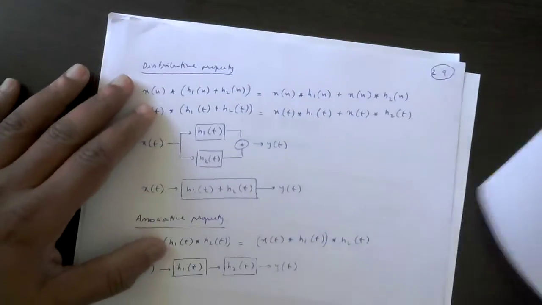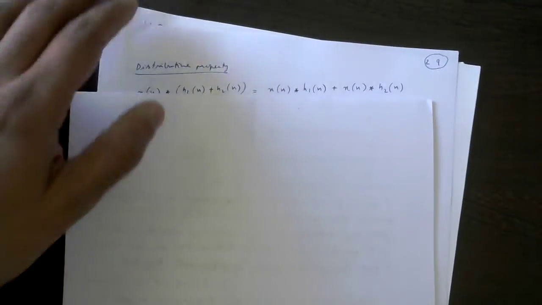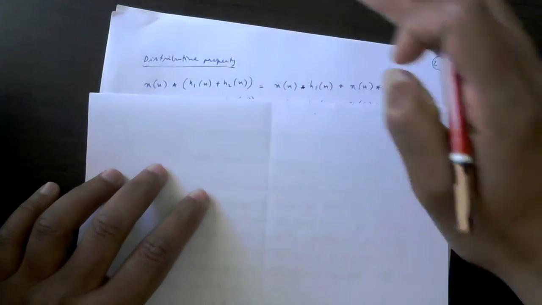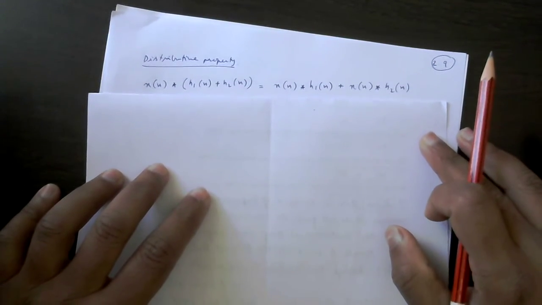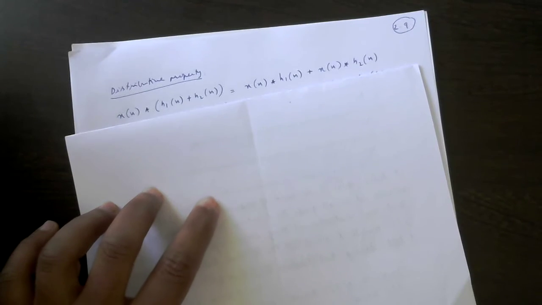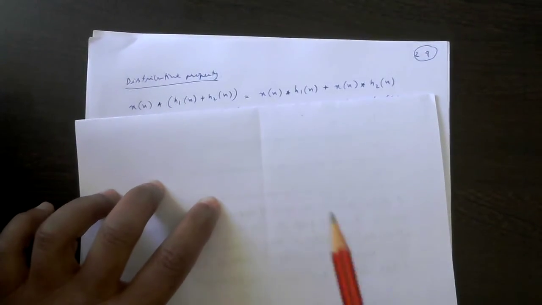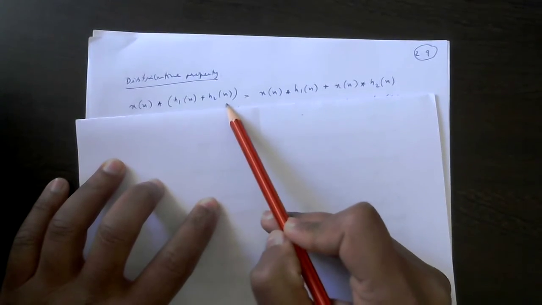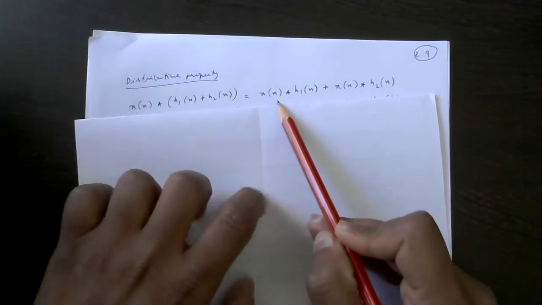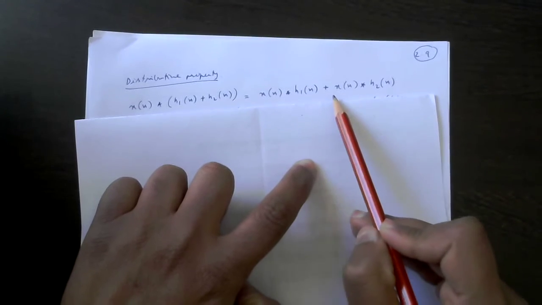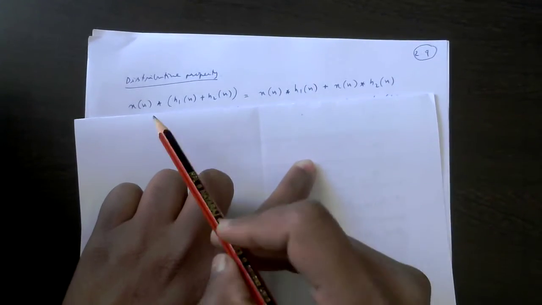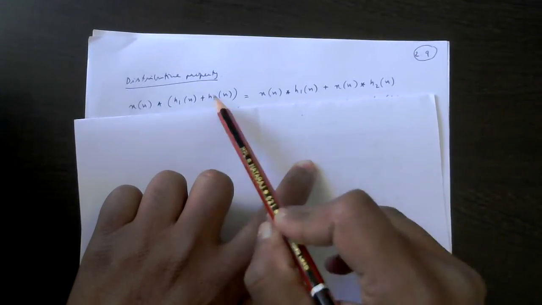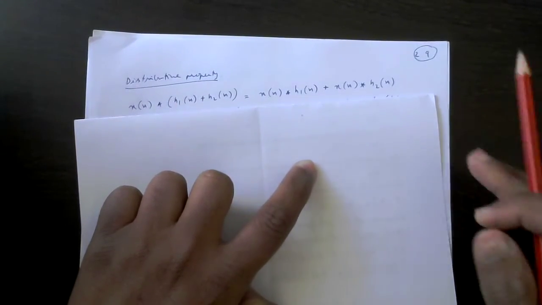The next property is the distributive property of convolution. This property states that convolution distributes over addition. So x of n convolved with h1 of n plus h2 of n is equal to x of n convolved with h1 of n plus x of n convolved with h2 of n. So if you open up the bracket, the convolution distributes over addition.